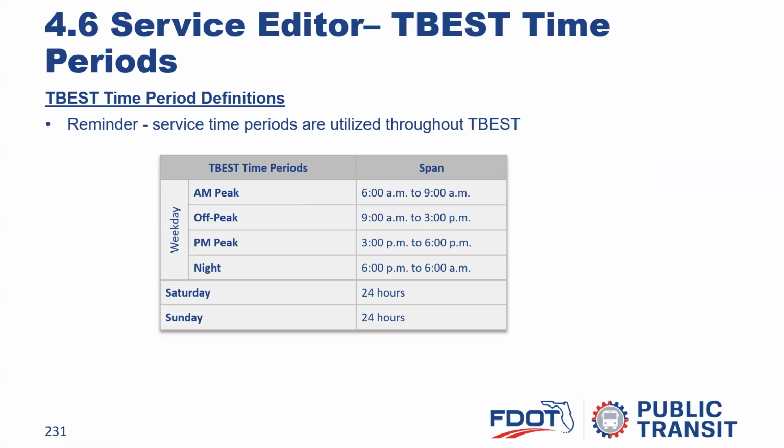Okay, just as a reminder, the T-BEST time periods. So the service where T-BEST defines its service is in the AM peak, off peak, PM peak, and night. And so generally, whenever we're aggregating information, we're aggregating it to these time periods. And so just as a reminder of the spans for each, and the Saturday and Sunday as well.